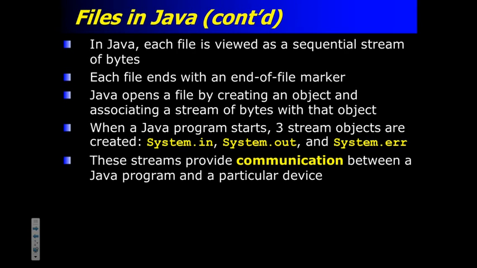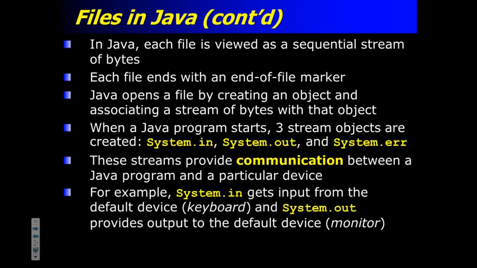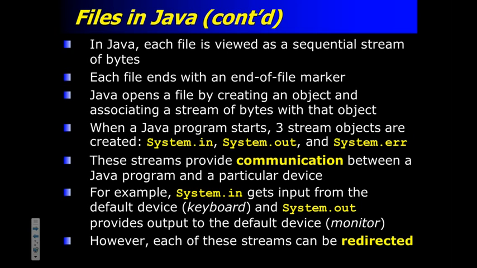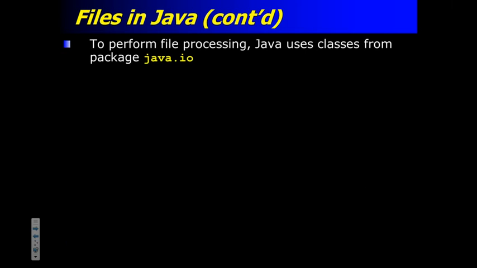Okay? So streams allow you to communicate between a Java program and something else. That something else could be a physical device like a disk drive. It could be a connection to some sort of network. Okay? So system.in connects to a keyboard. System.out connects to a monitor or your screen. Okay? But you can redirect these streams, which is what we're going to do. So one of the stream objects we're going to use comes from java.io.